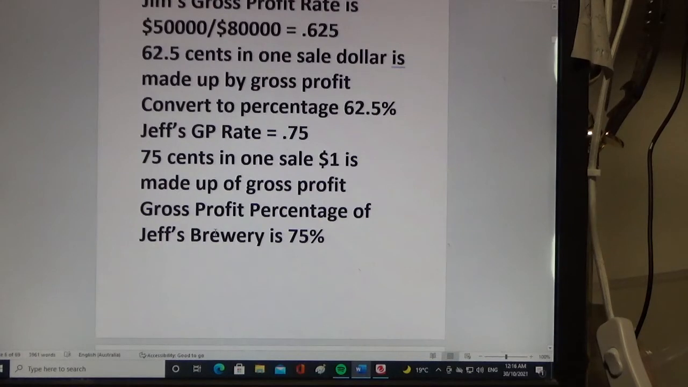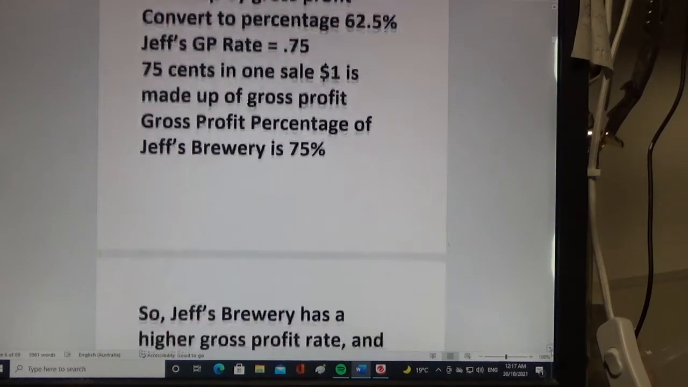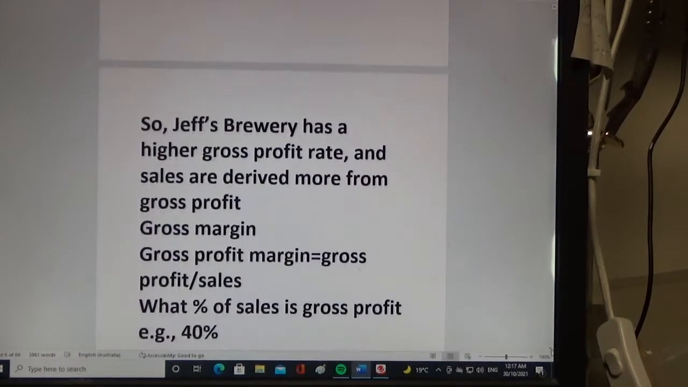So Jeff's sales are much more gross profit in the trading account. The gross profit percentage of Jeff's Brewery is 75%. So Jeff's Brewery has a higher gross profit rate and sales are derived more from gross profit.